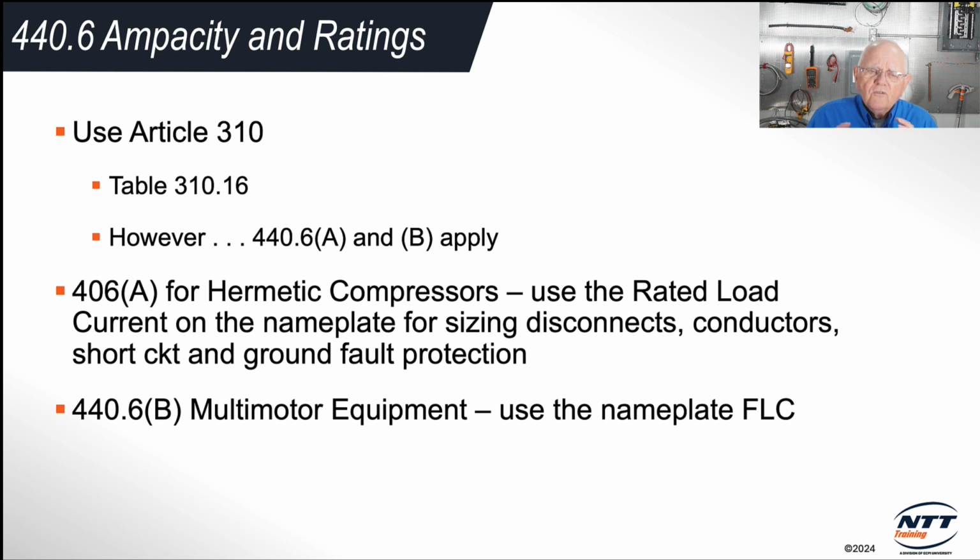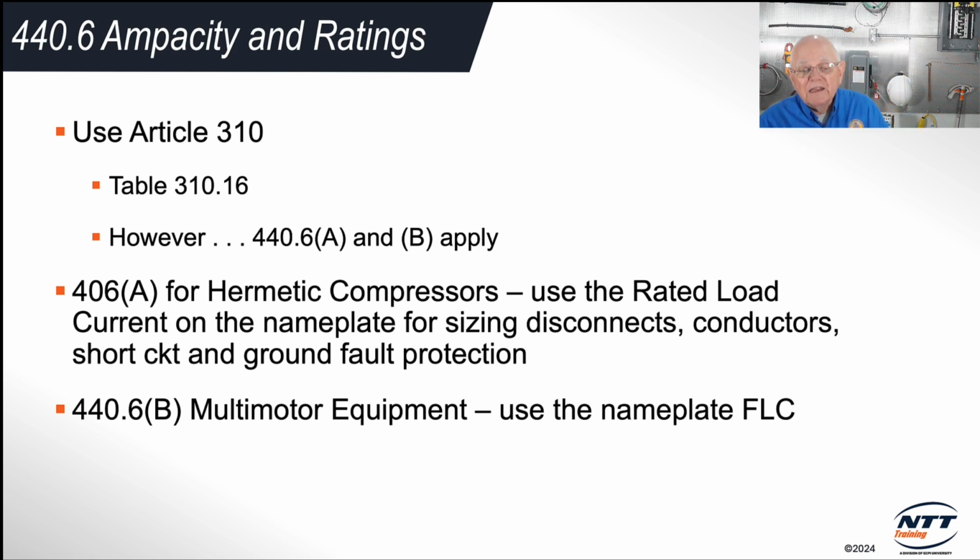Now, 440.6 talks to us about the ampacity and the ratings. And so right away it says, hey, we go back to 310, don't we? Table 310.16. We're going to take a little look at that. So we just say, oh, well, that's easy. We must get the running load amps and take that, or 125% of it, and go to 310.16, and that's the size of our conductors. And no, it doesn't work that way on these hermetic compressors.